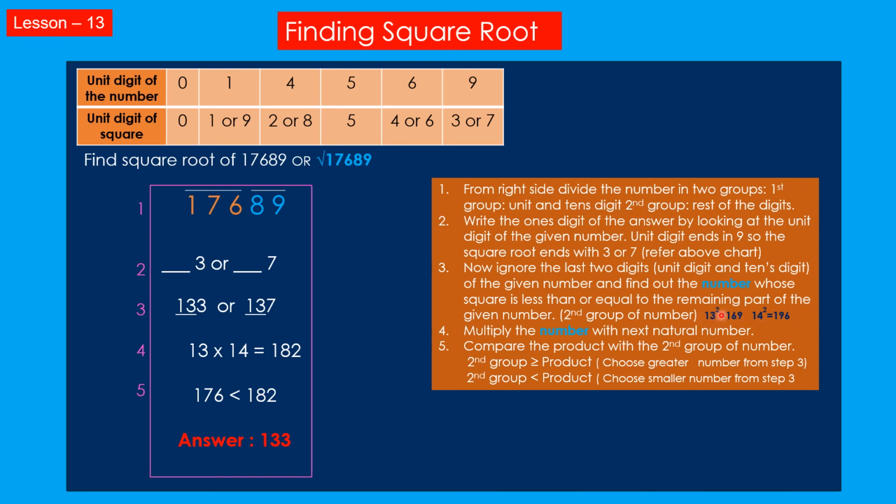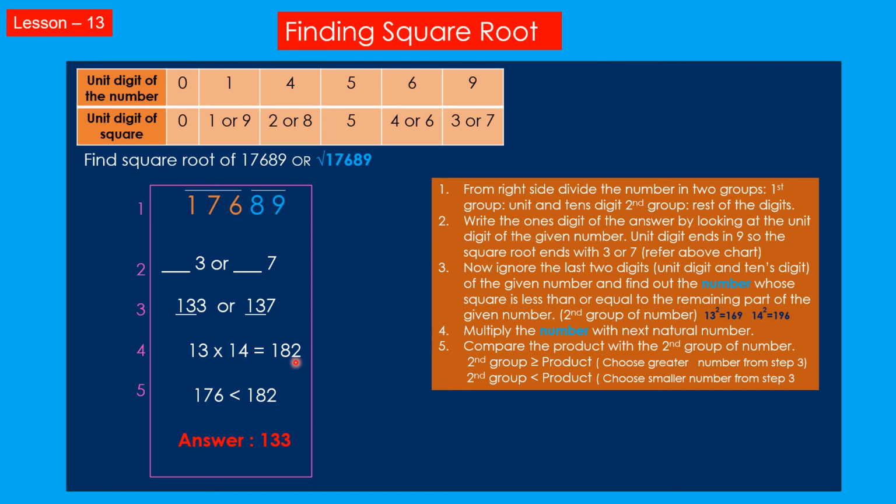But you have to think of a number whose square is less than or equal to 176, that is the remaining digits. So you will consider the number 13. So at this stage we have 133 or 137. Now you have to pick one number out of these two numbers. How are we going to decide which number is going to be our final answer? So the next step, you multiply 13 with the next natural number. So 13 times 14 is 182.